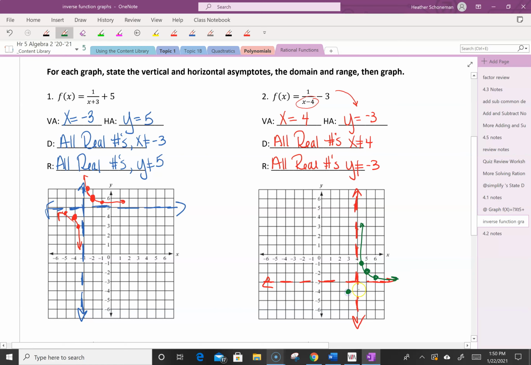So my first point is over 1 and down 1, and then I go over 2 down a half, over a half down 2, and there is my picture. Now there's 2 more of these on their notes, but they work the same way.